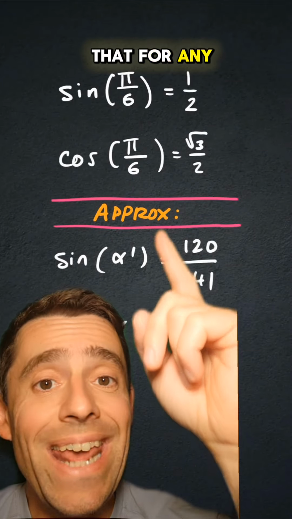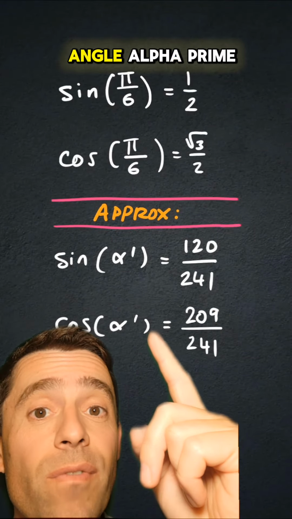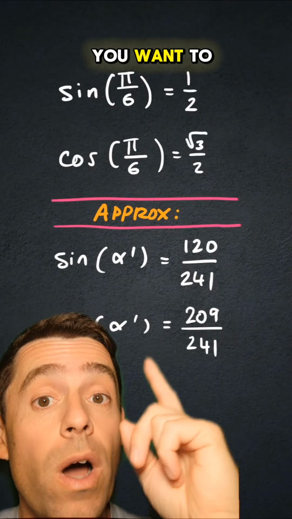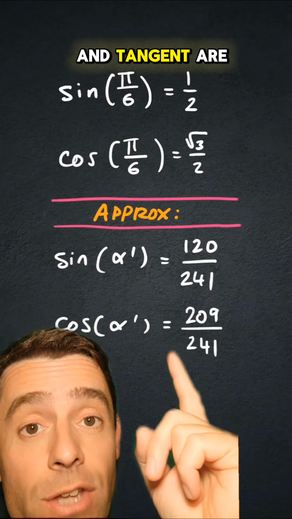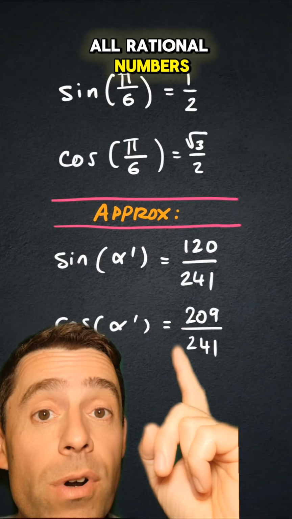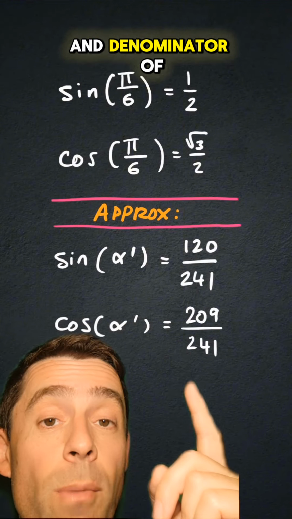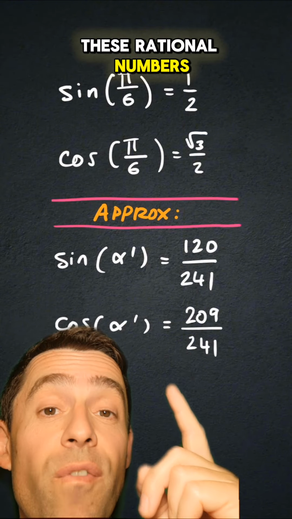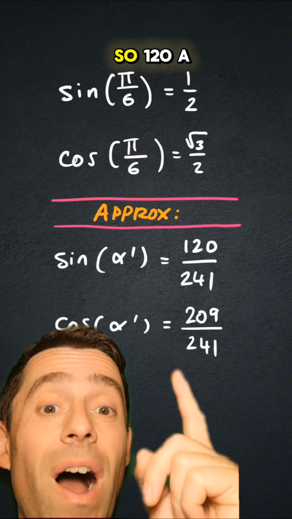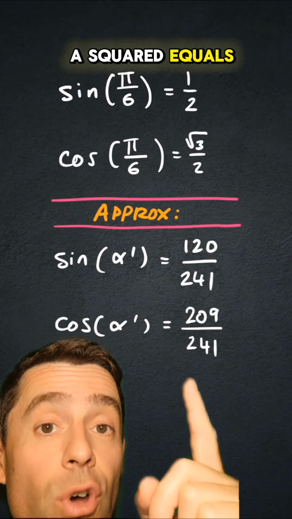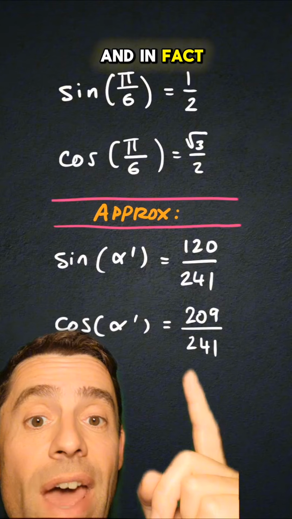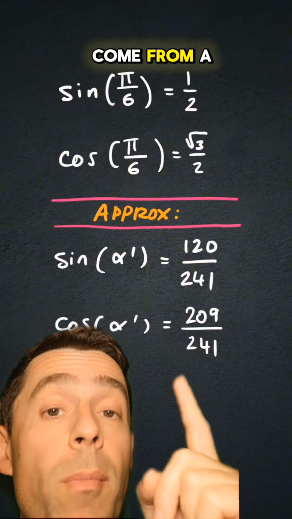Do you know that for any angle alpha, there is another angle alpha prime as close as you want to alpha, such that the values of sine and cosine and tangent are all rational numbers? Moreover, the numerator and denominator of these rational numbers form a Pythagorean triple. So 120 squared plus 209 squared equals 241 squared. And in fact, all such angles come from a Pythagorean triple.